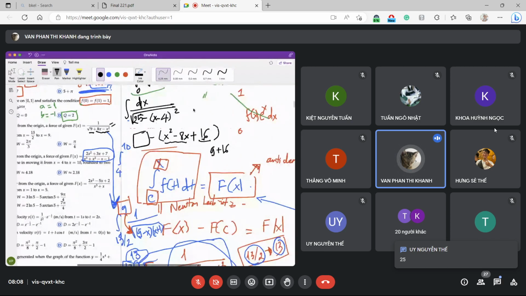And you can represent it as what? d of x minus 4. Okay, du over square root of 5 squared minus u squared. So who remembers what is the antiderivative of this function?